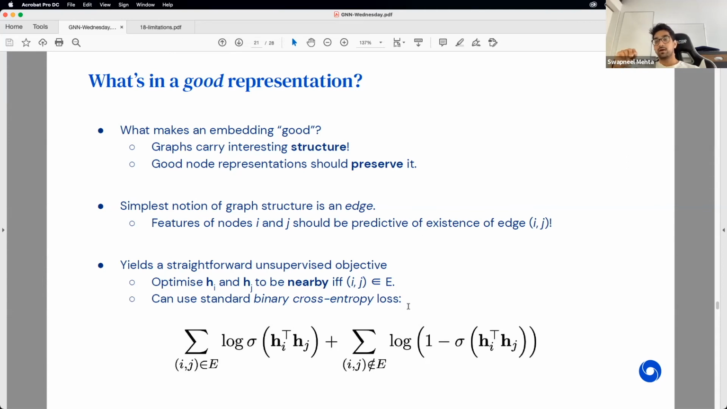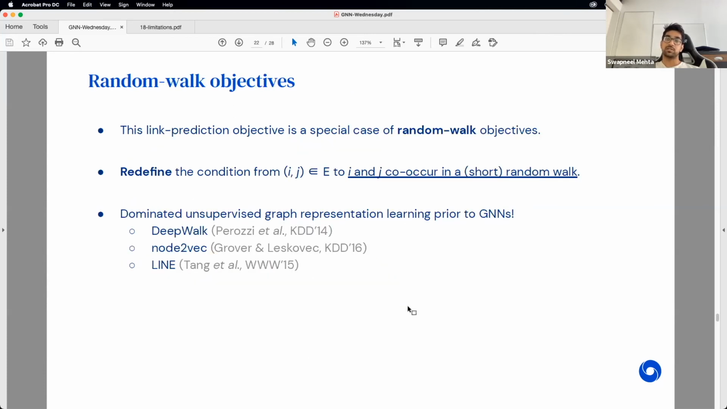Anyway, closer by, local patches, different ways of describing this. But essentially, what they said was this is a special case of random walk. Because if you go to a graph, you randomly walk among its neighbors, you see some sort of local neighborhood, and you want all of their embeddings to be close by. This actually dominated unsupervised graph representation learning before GNNs came around.